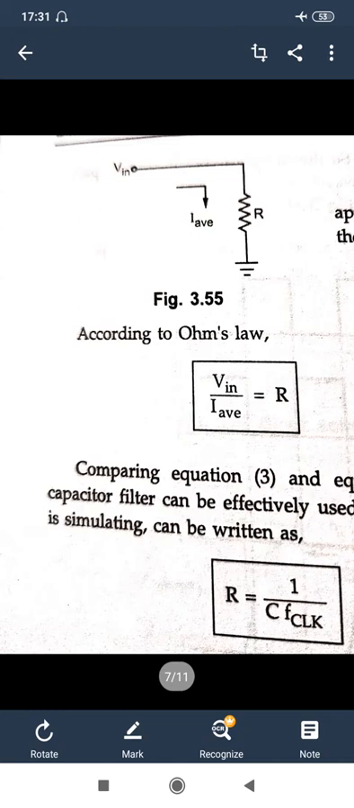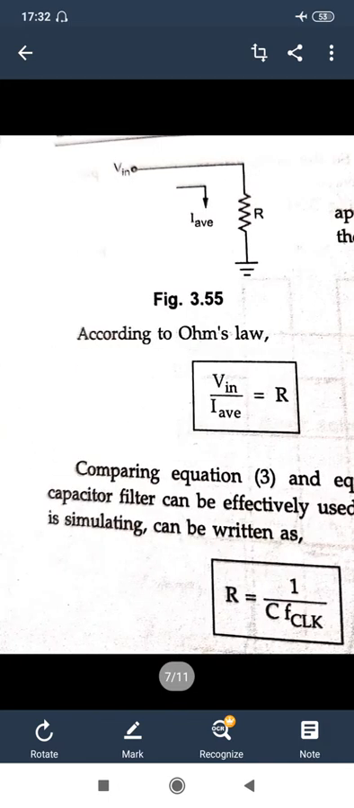When we simulate a particular resistance value, where we take the resistance with respect to input voltage and the current flowing through this resistance R, then Vn upon I average is equal to the R value, R is equal to V by I. When we equate this equation with our previous equation, Vn upon I average is 1 upon C into clock frequency, so R is equal to 1 upon C into clock frequency. So R is basically a function of a capacitor and the external clock frequency.